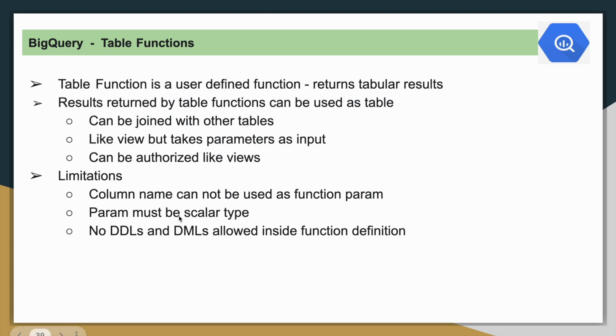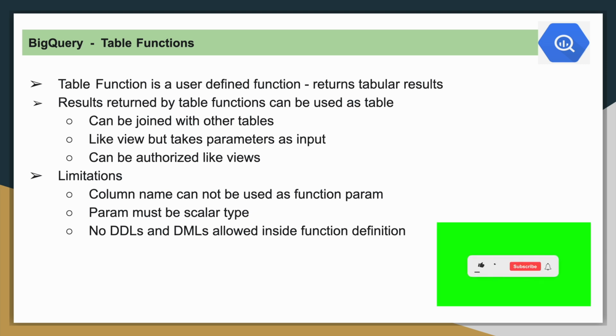The parameter must be a scalar type. You cannot use a record or something like that as an input argument. Also, while creating a table function, it will always use a select query, but it doesn't allow DDLs and DMLs inside that select query. We will see those examples.